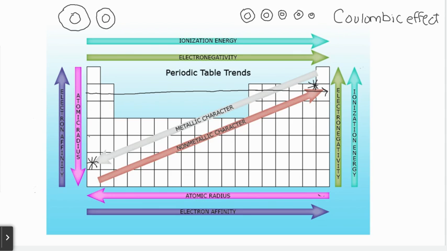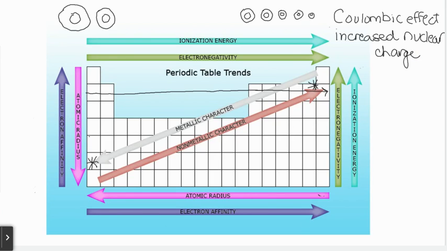So that's the reason why, as you go across the period from left to right, the atomic radius is going to decrease. So in a period, the largest atom in a period will be the one that is furthest to the left. In the case of the second principal energy level, it is lithium. So connect in your brain the Coulombic effect with increased nuclear charge, or protons being added to the nucleus.